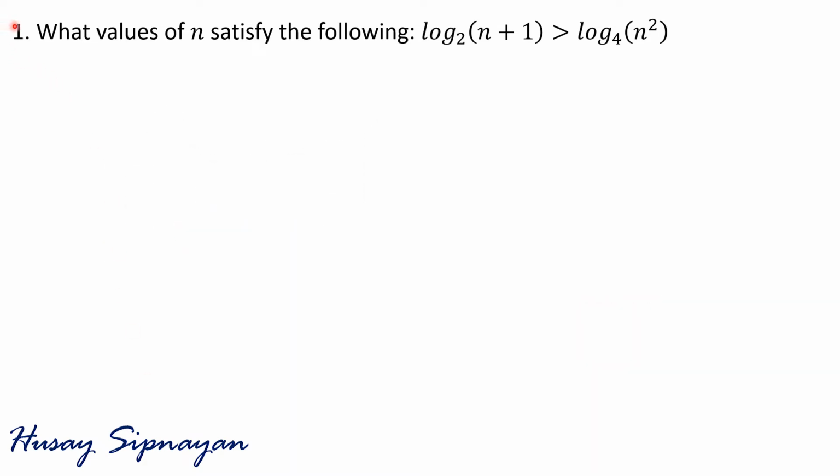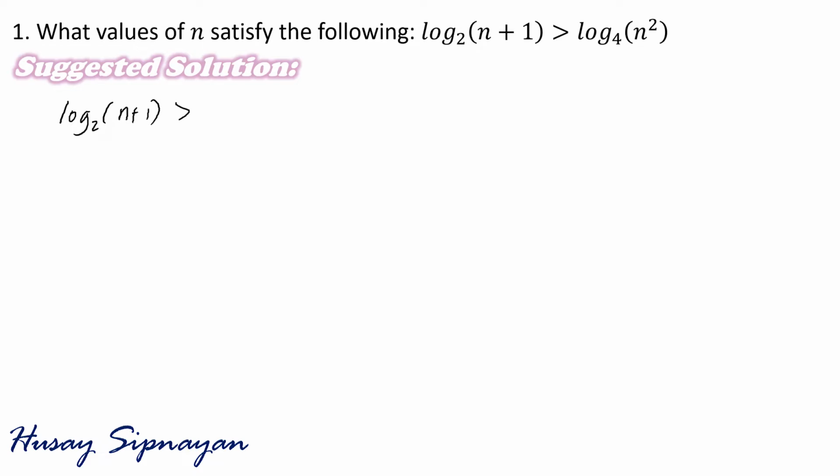Problem number 1. What values of n satisfy the following? Logarithm of quantity n plus 1 close quantity to the base 2 is greater than logarithm of n squared to the base 4. Narito ang ating suggested solution. Dito meron tayong dalawang logarithmic expressions na magkaiba ang base. Ang nasa kaliwa ay logarithm of quantity n plus 1 to the base 2 is greater than, ang nasa kanan, logarithm of n squared to the base 4.